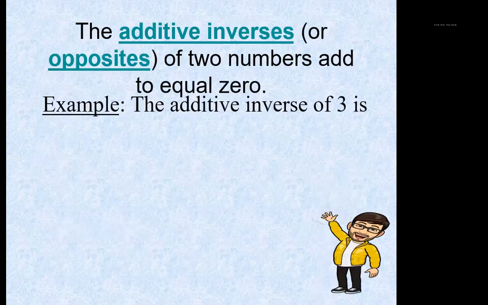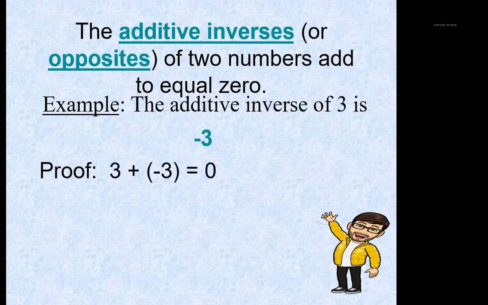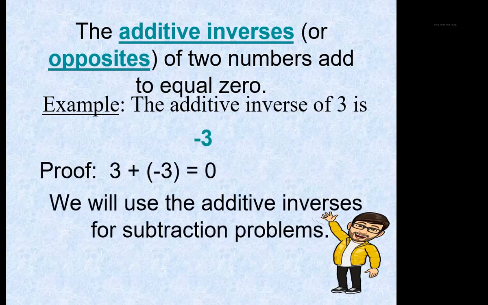The additive inverse or opposites of two numbers add to equal to 0. Pag sinabing additive inverse, kukunin natin yung magkaibang sign ng isang number lang. Example, the additive inverse of 3 is -3. Pag pinag-add natin is equals to 0. Tama? So, we will use the additive inverses for subtraction problems. Gamitin daw natin yung additive inverse sa subtraction problems.